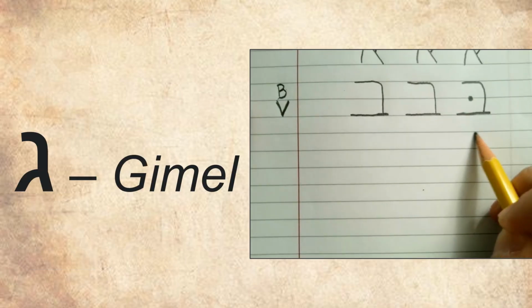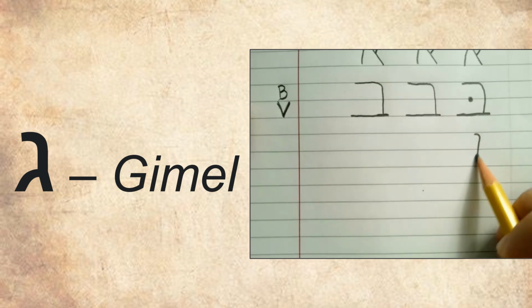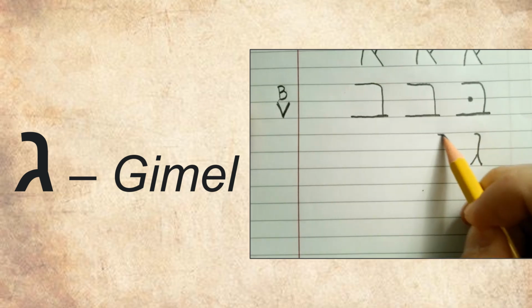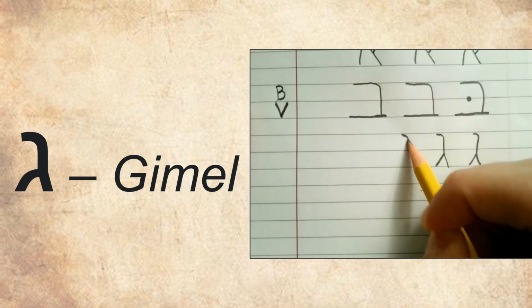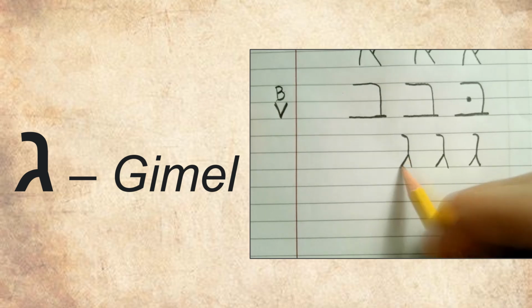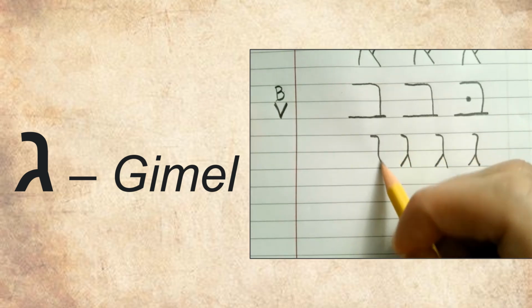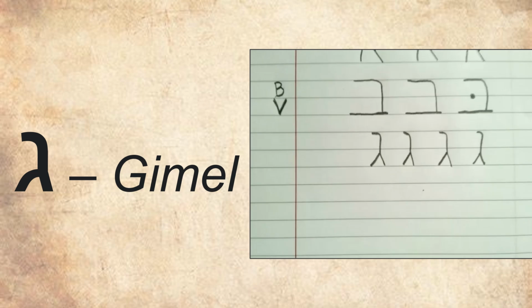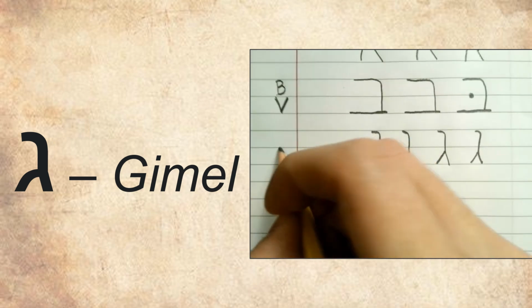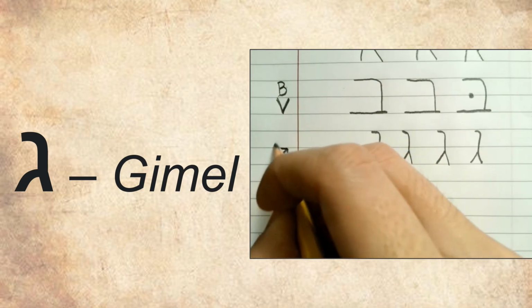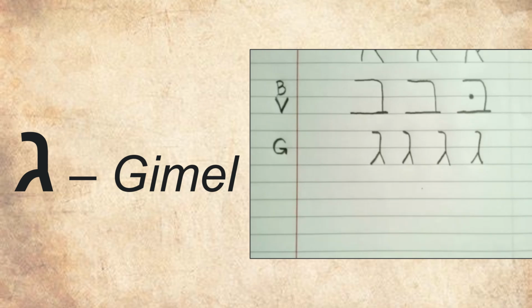Next is the letter Gimel. This one's a little skinnier. I'm gonna write it 4 times, just for good measure. That's the letter Gimel. So the letter Gimel is a voiced velar plosive, making a g sound, as in goat. And you've probably already guessed by now, you can use the English letter G to transliterate the Gimel.